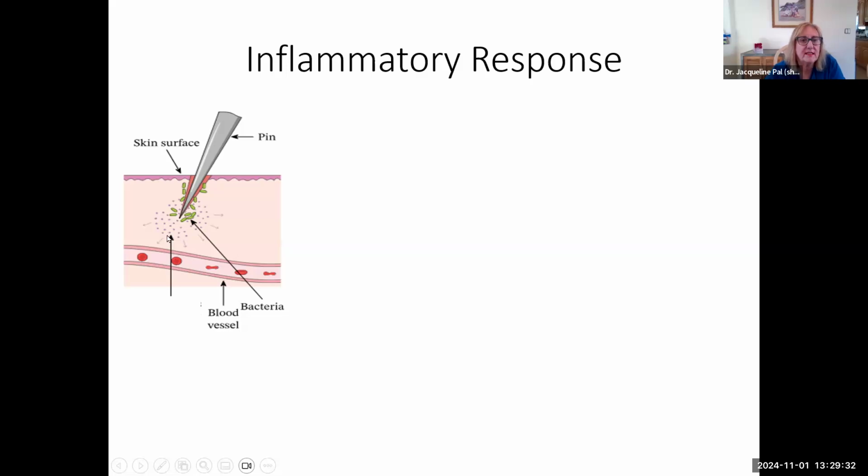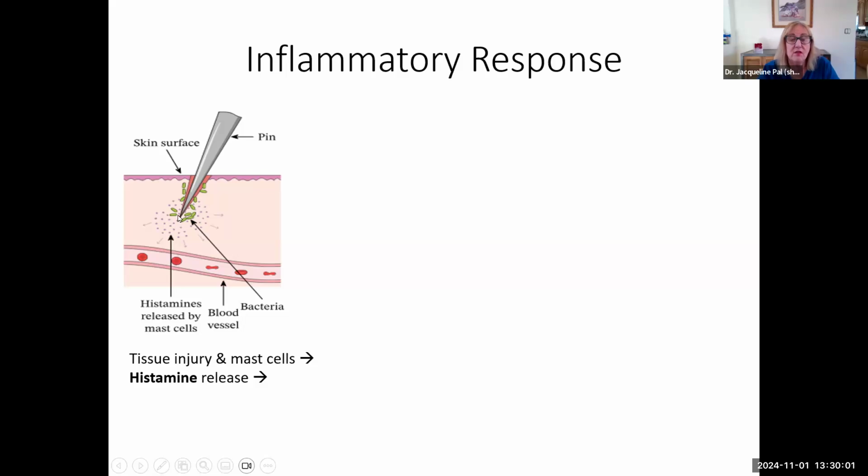So we're going to start in this case with a pin poking on the skin surface, and the pin is bringing some bacteria with it. And as you can imagine, it's not sitting there going between cells. It's actually damaging some cells and causing some tissue damage. And when it damages cells, it releases chemicals as well. So both the injured tissues as well as mast cells that were there are going to be releasing histamine.